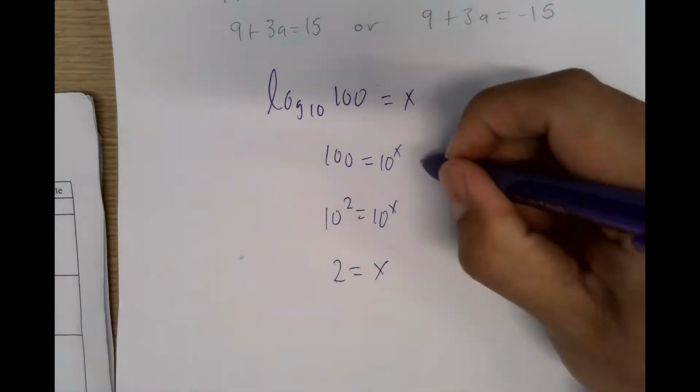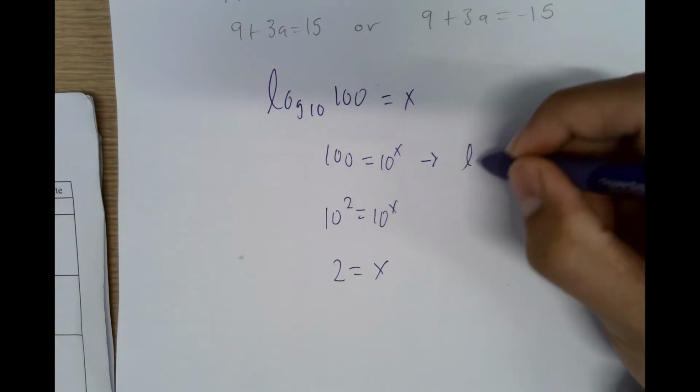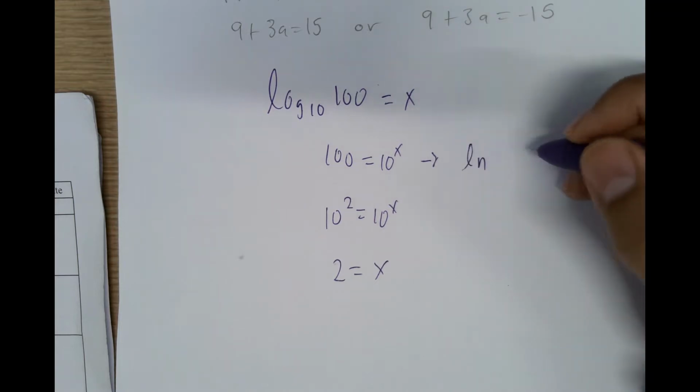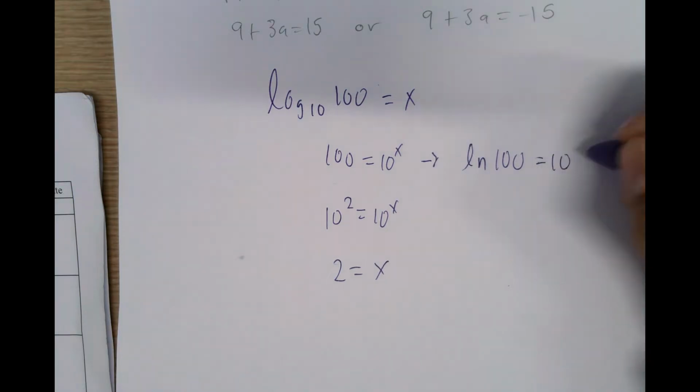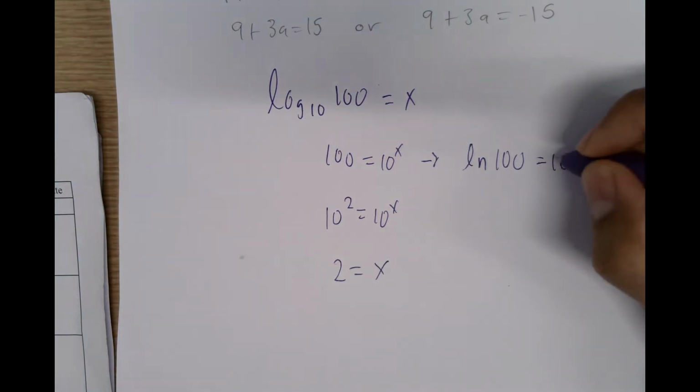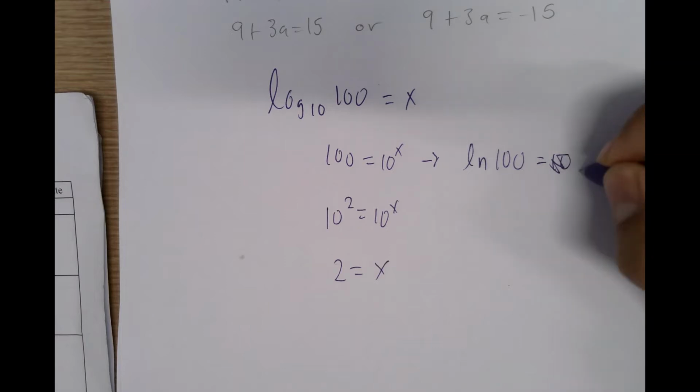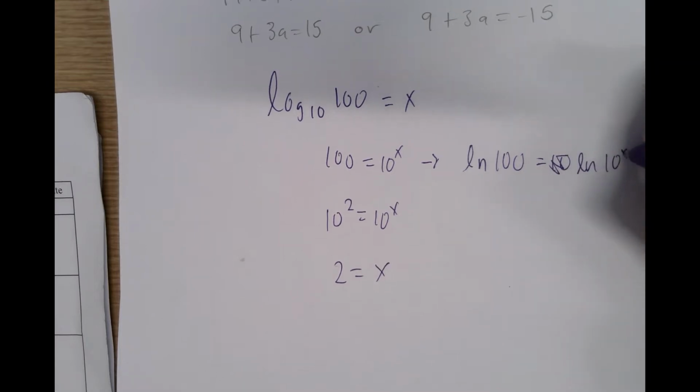The second way you could do this is you could take the natural log, or ln, of both sides, or you could take log of both sides. ln just has a base of e. Whoops, that should be natural log of 10 to the x.